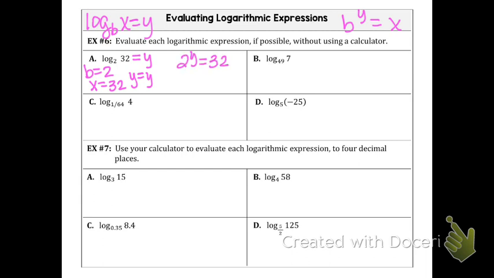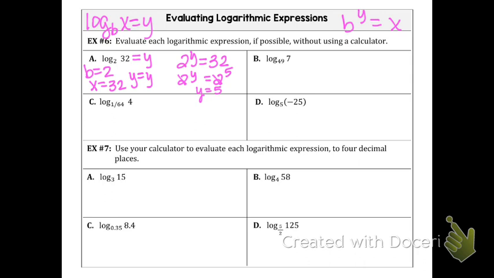Can 32 go down to a base of 2? It can. 32 is 2 to the 5th. My bases are the same now, so I can ignore them, and so we know that y is equal to 5. So log base 2 of 32 is equal to 5.